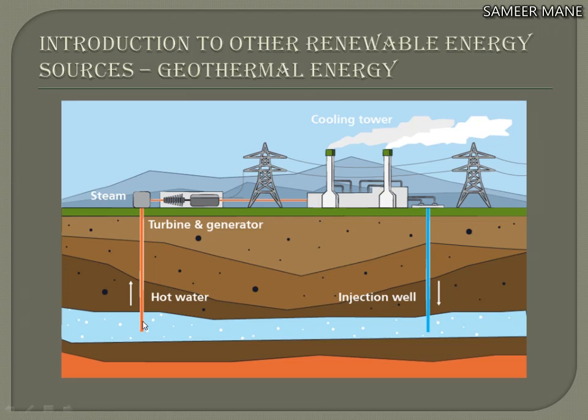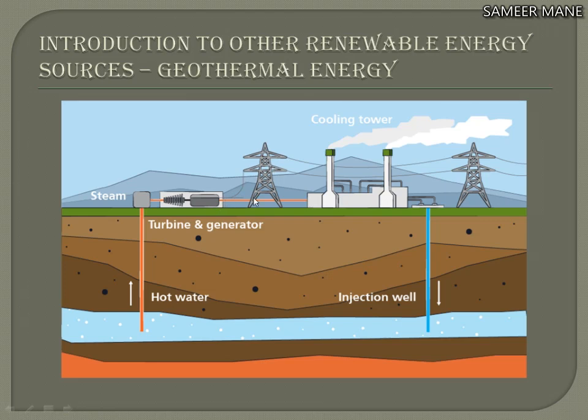Let's see. In geothermal energy, the steam from the earth's crust is released towards the earth's surface. From this steam, the turbine will get rotated, and from this rotation of the turbine, the generator will also get rotated. From this rotation of the generator, we get the power or the energy. This power is sent towards the main line, and from the main line towards further applications.